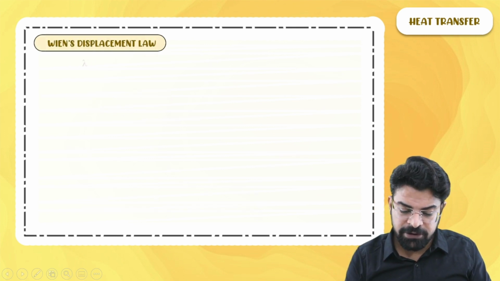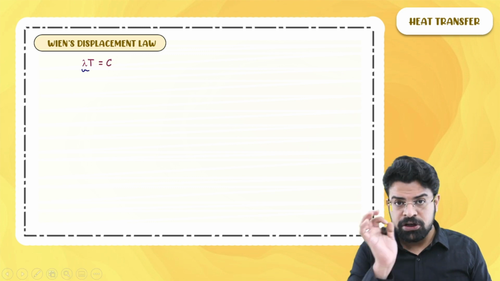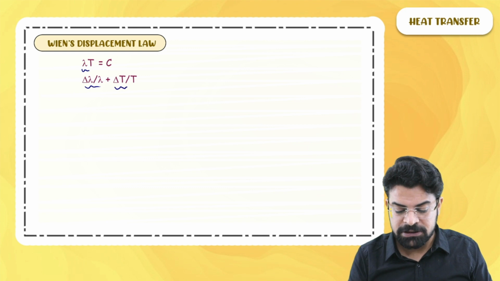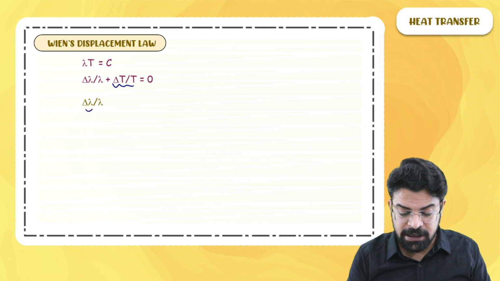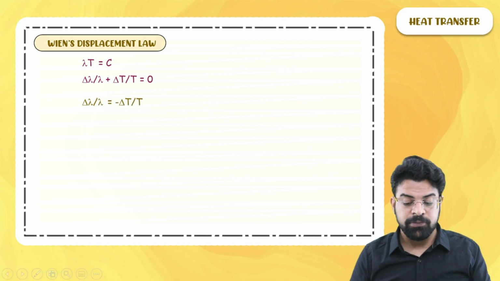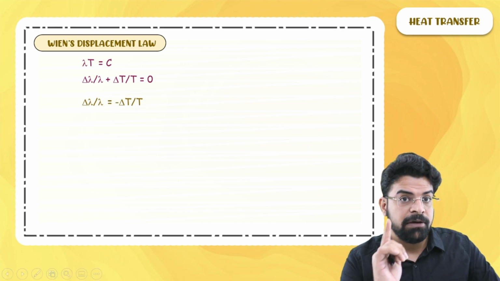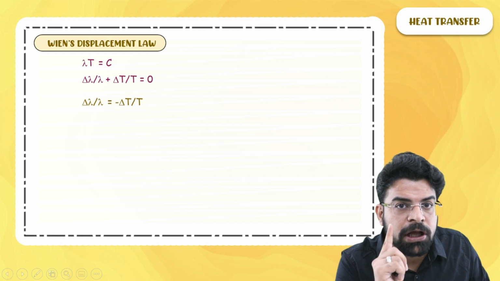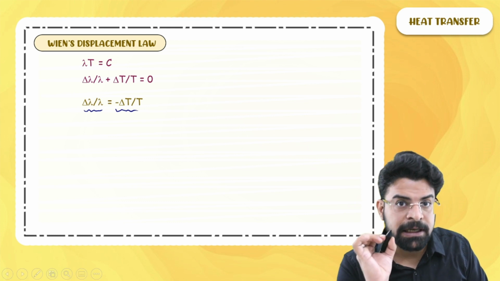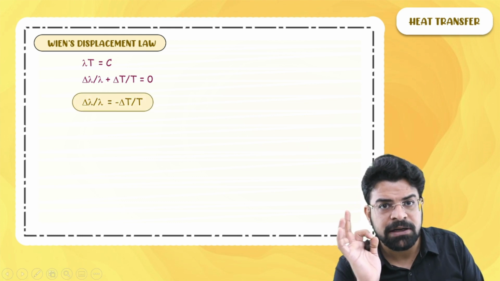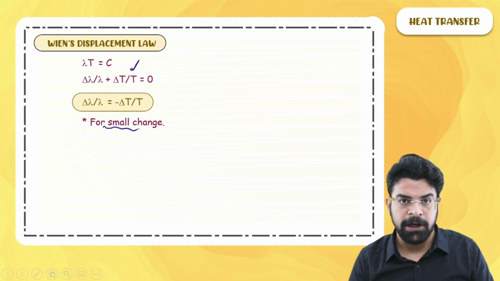Now sometimes we have to deal with small changes. So we know that lambda T equals constant. For small changes we can write delta lambda by lambda plus delta T by T equals 0. You can bring this delta T by T to the right hand side and write delta lambda by lambda equals minus delta T by T. So the fractional change in wavelength equals minus the fractional change in temperature, given that you are taking the temperature on the absolute scale. Do remember this works only for small changes because we have used the small change formula here.